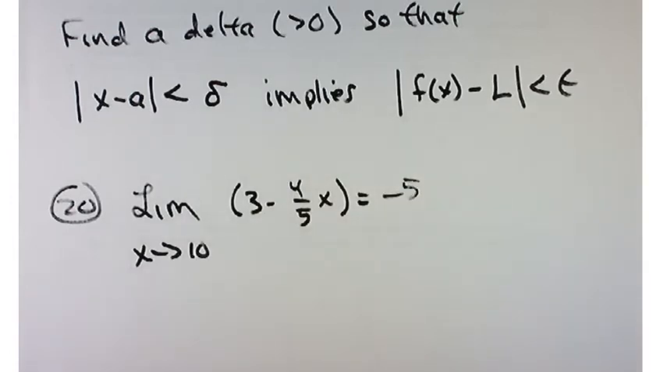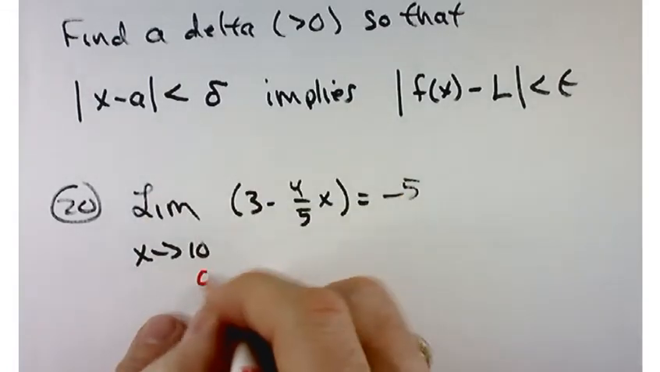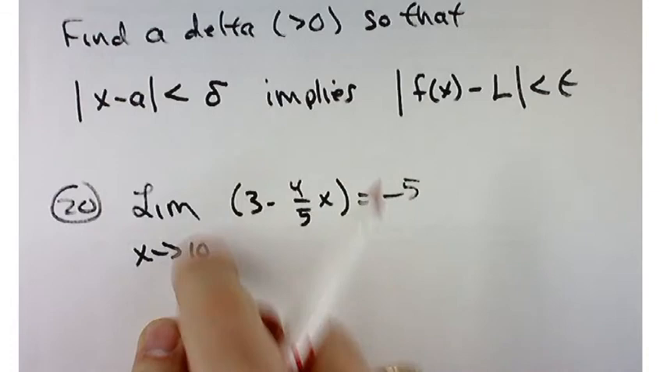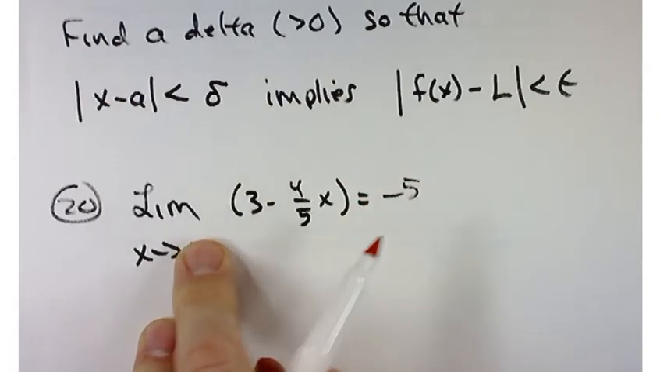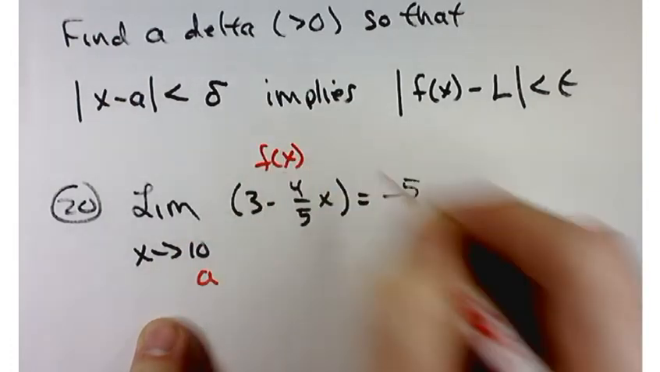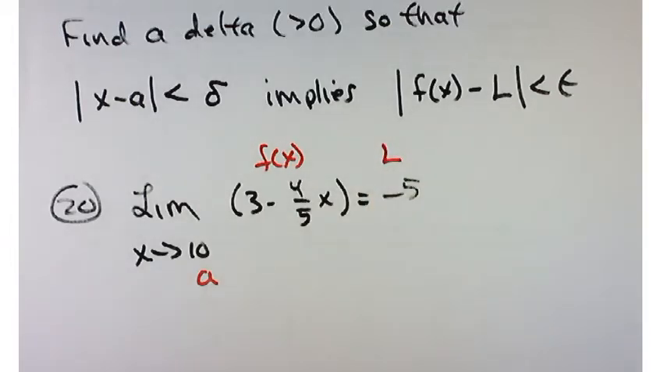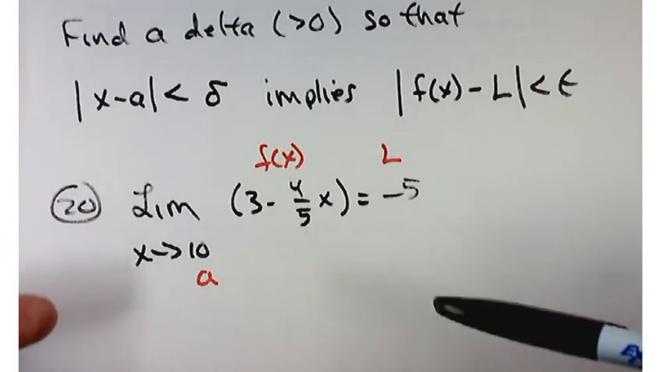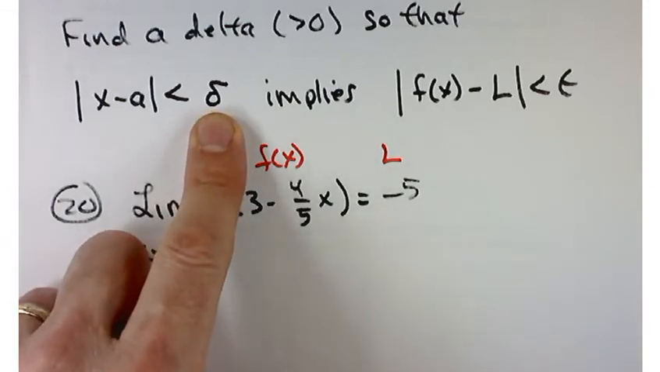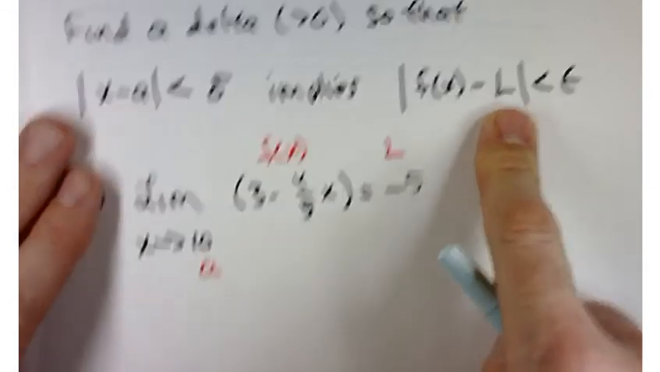But let me put this in the context of the epsilons and deltas that we're going to have to work with. So what this is saying is that a is 10. That's the limit of where things are going. This is your function, f of x, and this is L. So in order to show this is a limit, we want to find a value of delta that guarantees that this will be true.